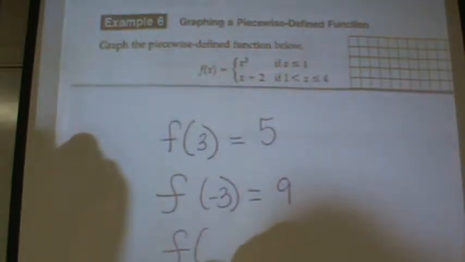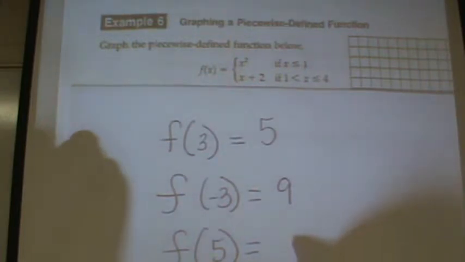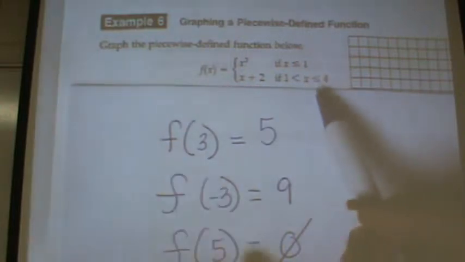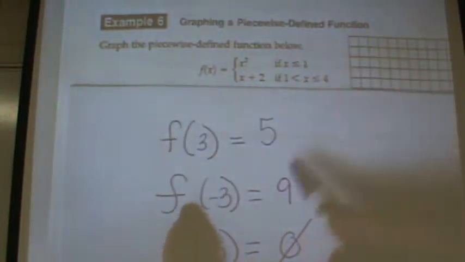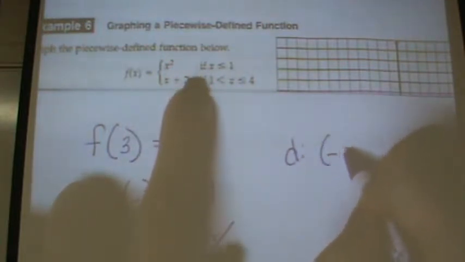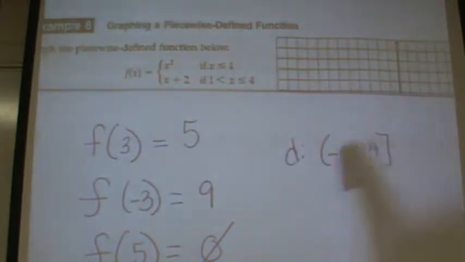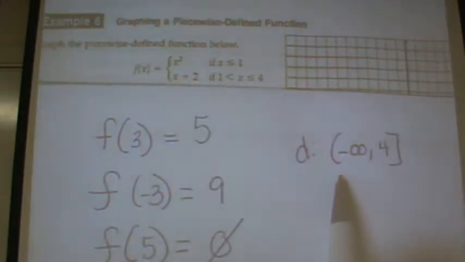What if I said f of 5? No solution. It's not defined. The domain, the only possible numbers that we can use, is negative infinity to 4. That's it. These are the only numbers that we can use for x.